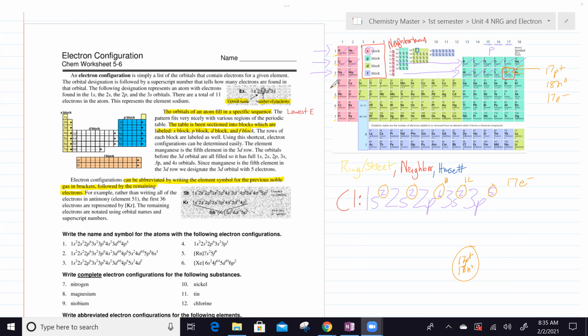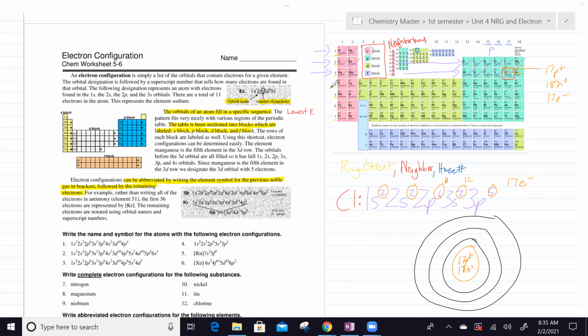And then how many rings will I have? Is it 3? 3. All right, 3 rings. So I did show you a certain way to draw Bohr diagrams, and that's correct. But let me show you now with the orbitals.